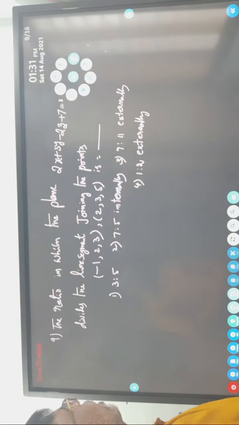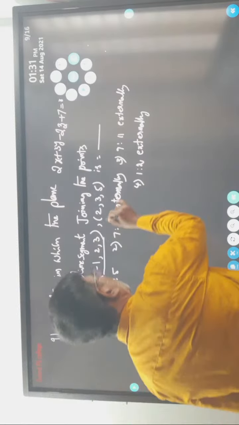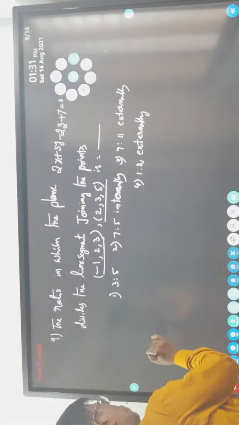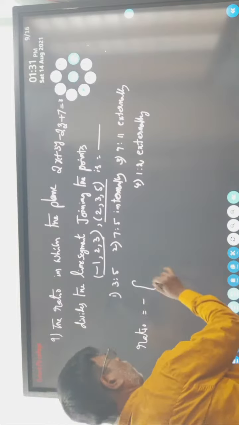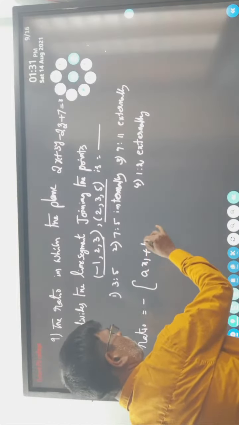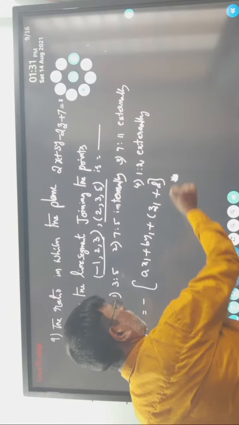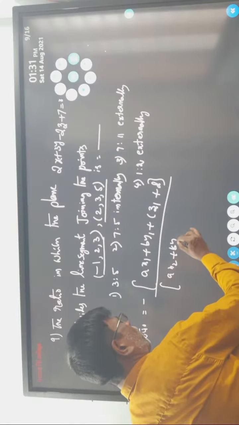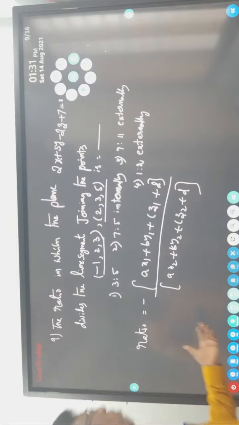So the ratio in which the plane divides the line segment joining these two points. These two points are given. So apply the formula. The ratio is nothing but minus of ax1 plus by1 plus cz1 plus d by ax2 plus by2 plus cz2 plus d. Remember the formula. First remember that.